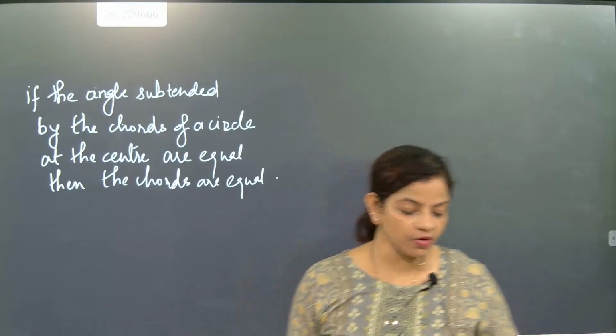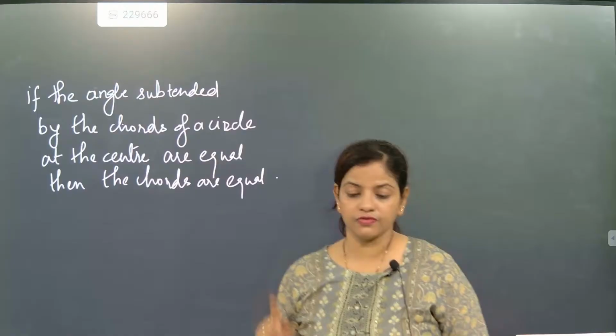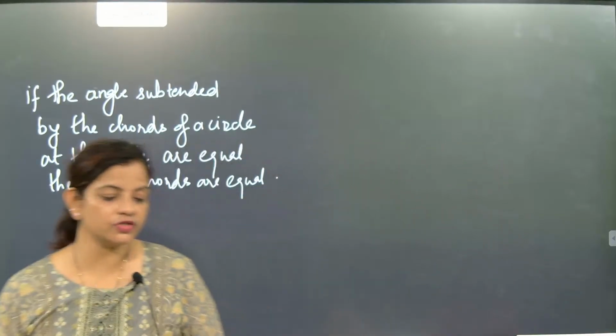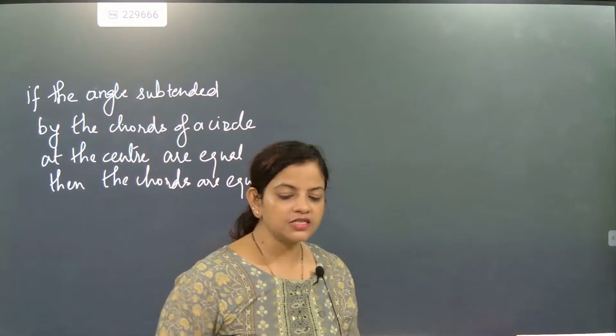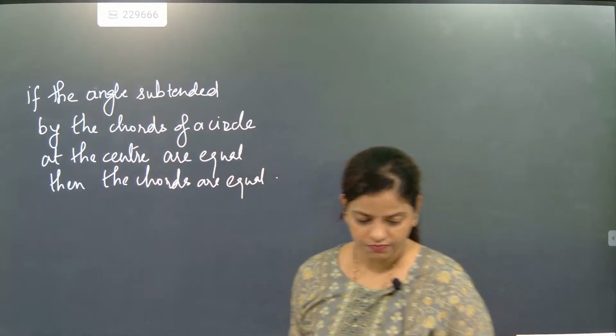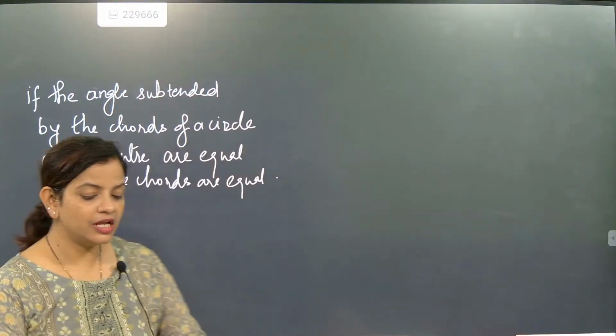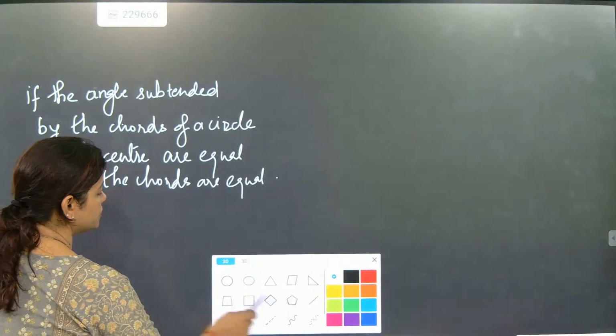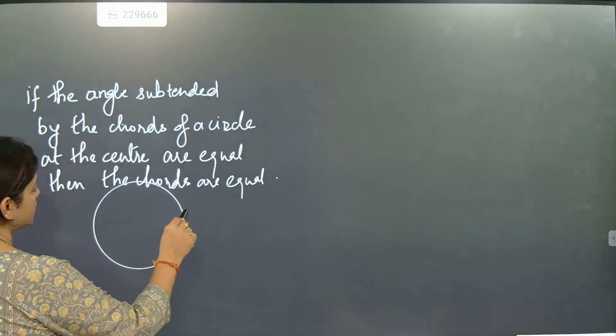You can also say that this is the converse of theorem 1. So what theorem 1 you have done, this is the converse of that theorem. Got it? So now let's start this one. First we are going to draw. Everything will be the same, there will be no change. Get ready for this one, beta. So we are going to draw a circle. Ready?